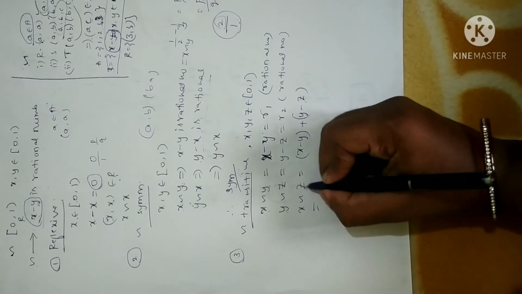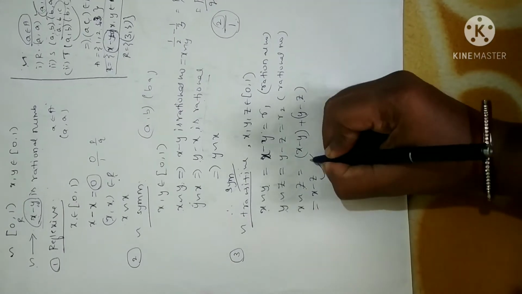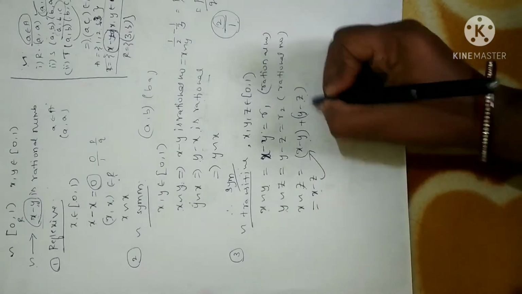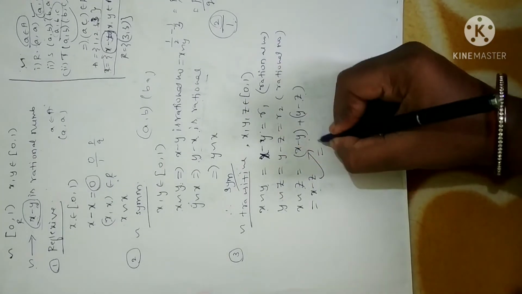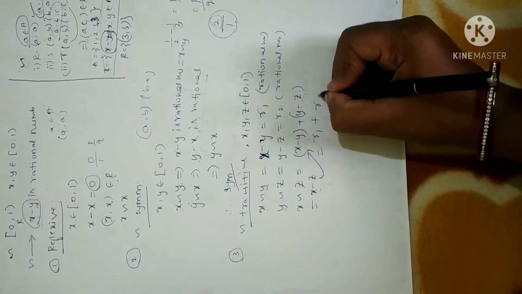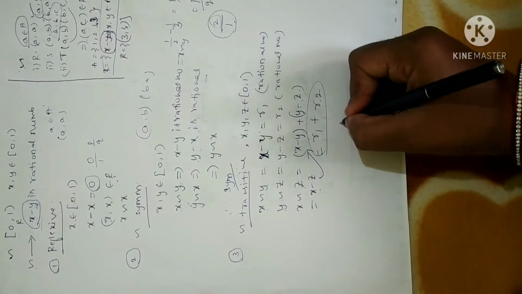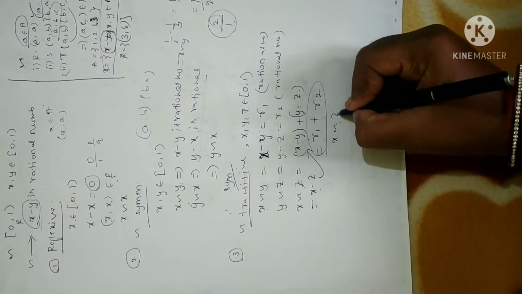So x is related to z means x minus z. So I can write x minus z as (x minus y) plus (y minus z). What I have obtained for x minus y is a rational number, and y minus z is R2. So we know that the sum of rational numbers is again a rational number. So therefore I can write x is related to z.